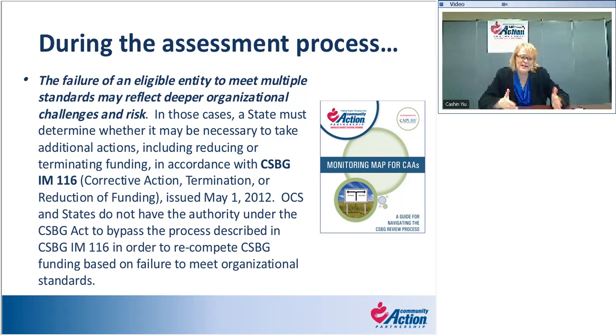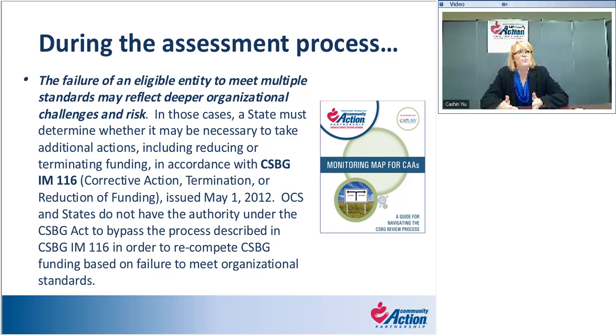So I think these two slides and these elements in the IM hopefully give some comfort to some of the anxiety that's been out there over the years. What happens if? This gives states and agencies clear direction that a technical assistance plan is an appropriate way to go, that missing a couple of standards that can be fixed within a year, then you're showing movement. There's no automatic turn down the termination route.